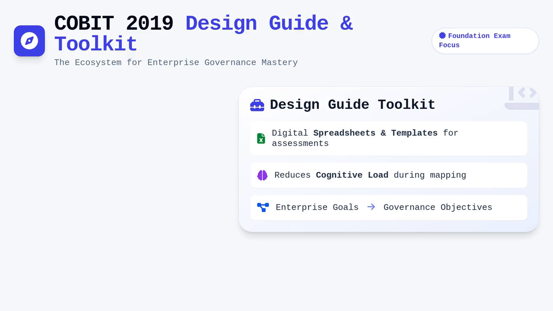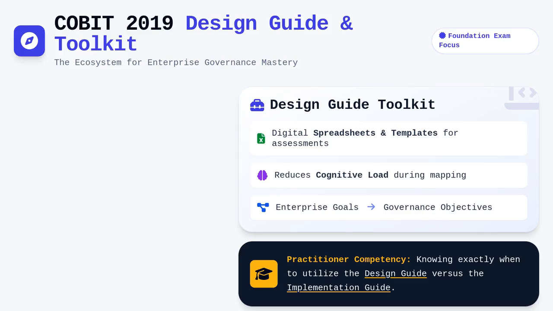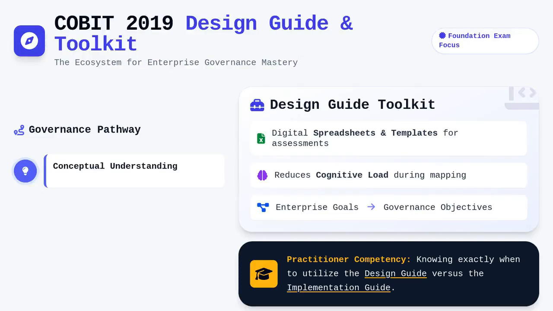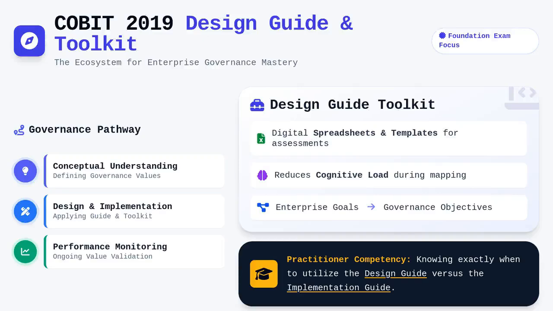For instance, knowing when to reach for the design guide versus the implementation guide is a fundamental competency for an ISACA practitioner. The ecosystem of these publications is meant to provide a path from the initial conceptual understanding of governance values all the way to the ongoing monitoring of performance. You should view these manuals as authoritative references that you will continuously revisit throughout your career to ensure your governance decisions remain consistent with global best practices.